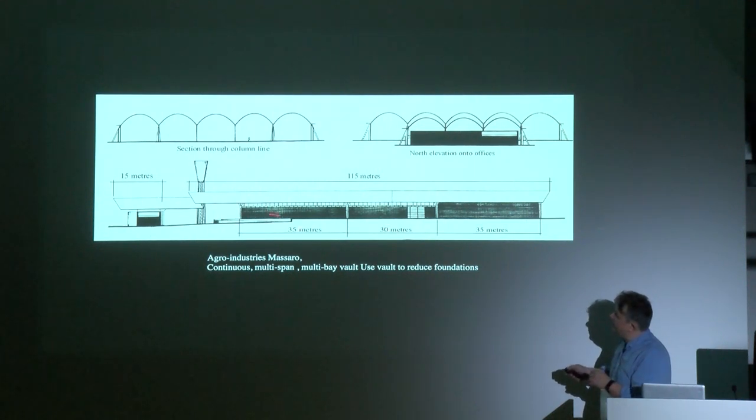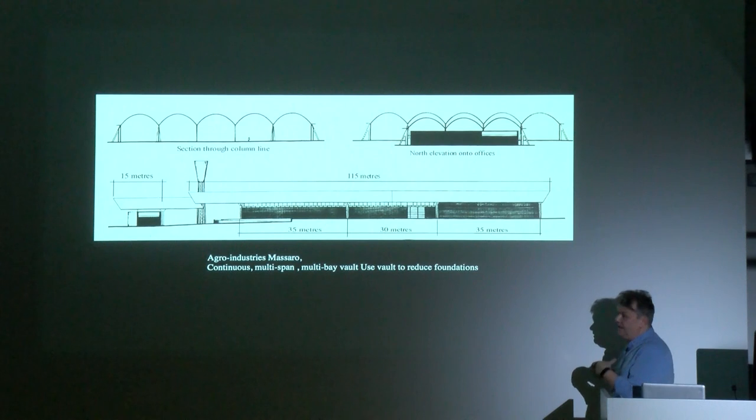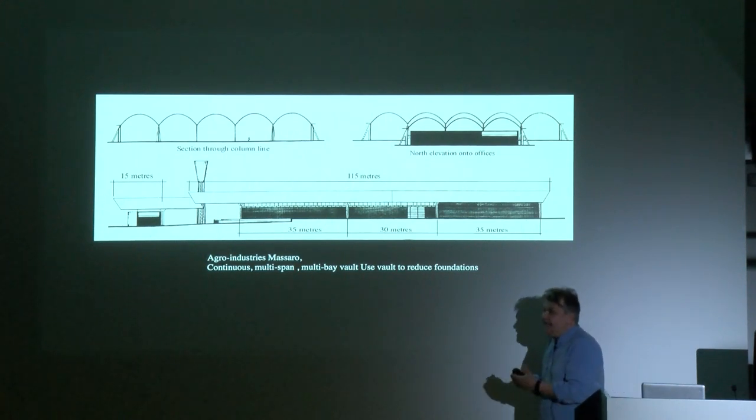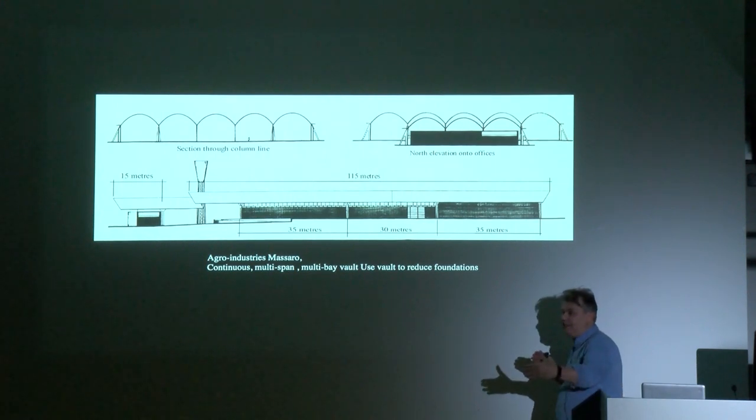And it's only got 4 rows of columns because the vault itself can span between these columns. And then it projects out to form this large cantilever. And then there was a small office building that was added afterwards and tucked underneath the vault itself. And so he's taking advantage to push the barrel vault as much as possible so that he has his limited amount of vertical structure as reasonably possible as well.